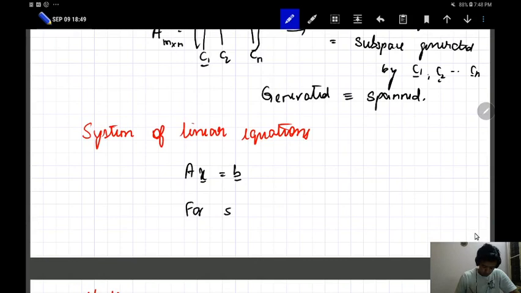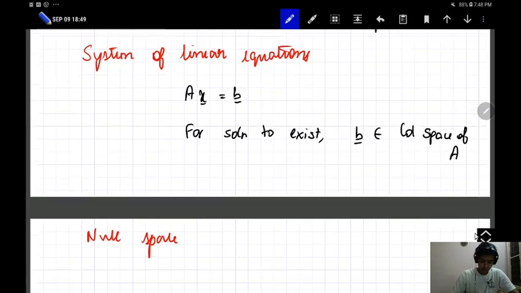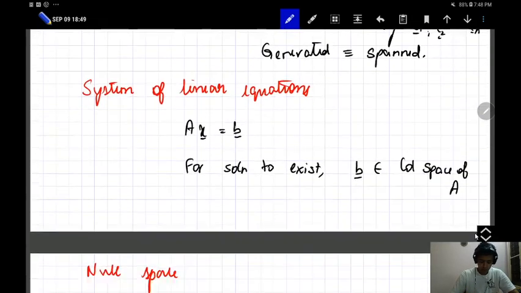So for a solution to exist, b must lie in the column space of A, because some linear combination of the columns must give you b. If no such linear combination exists, then there exists no assignment for x which satisfies this system, right? So that is the importance of the column space, or the columns of A, in terms of a system of linear equations.